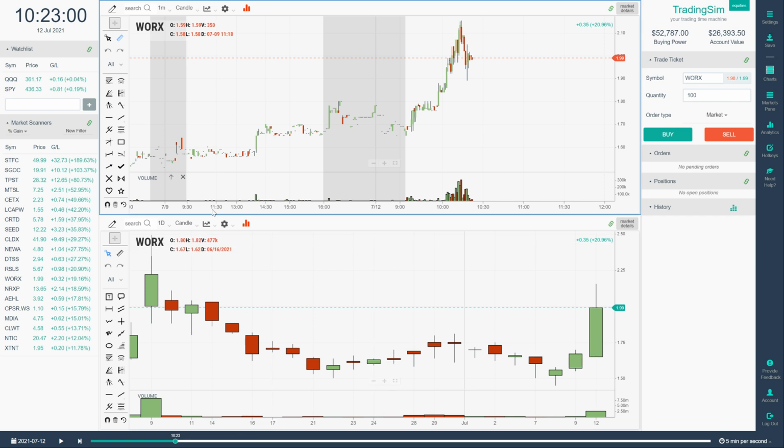Just wanted to put together a quick little tutorial on how I like to train my eye to find these VDU and pocket pivot setups.